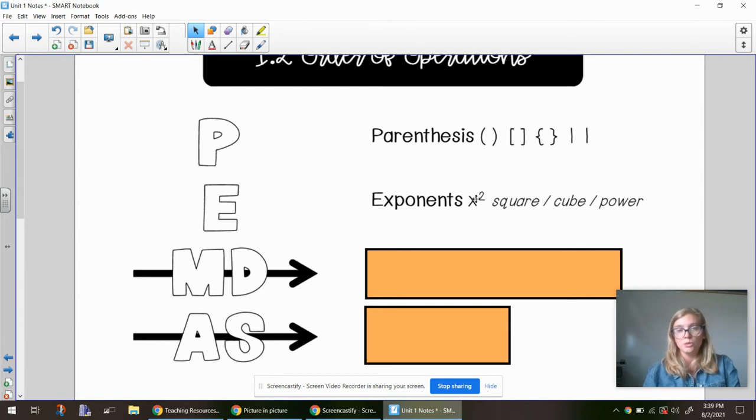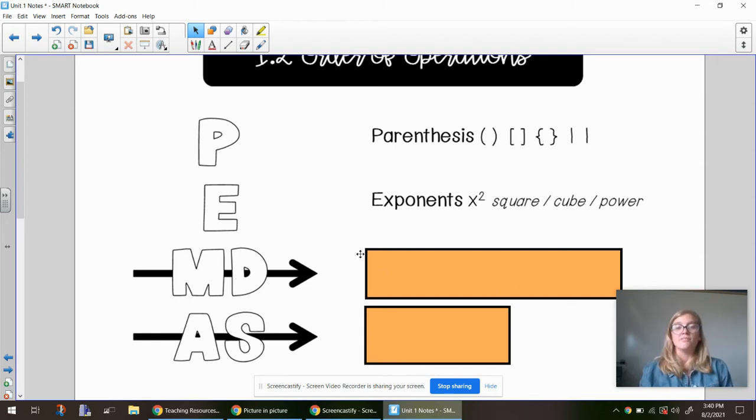An example of an exponent would be this little 2 on top of the x. These mean repeated multiplication. Other words for exponents might be square, which means to the second power, cube, which means to the third power, or power. We might say to the fourth power, the fifth power, the sixth power. And that tells us how many times we multiplied this base. So x squared means x times x, multiplied 2 times. If this said x to the fifth, we would have x times x times x times x times x. I think that's 5. We would be multiplying x 5 times. So we always start by evaluating anything in parentheses and then evaluating exponents.